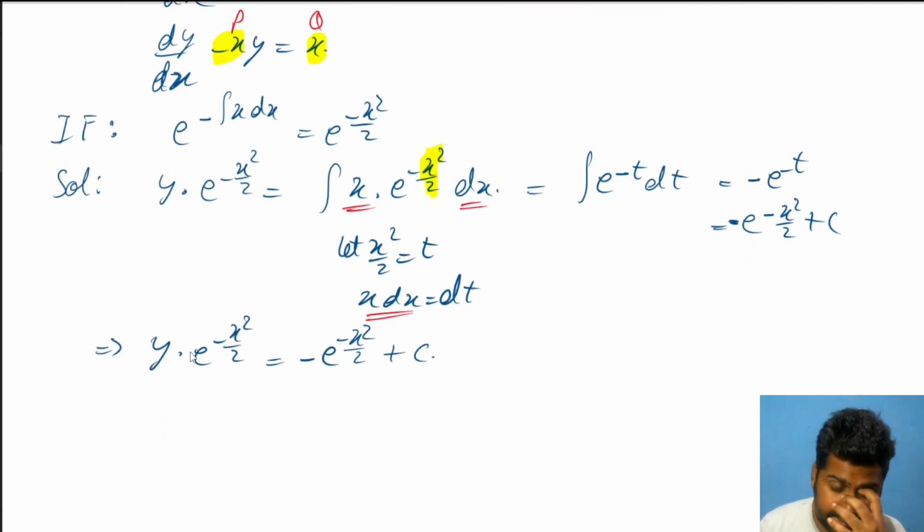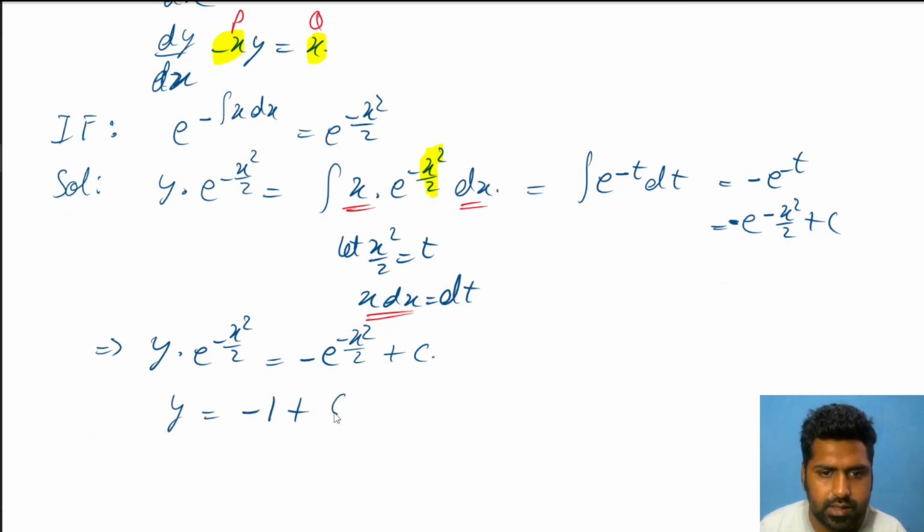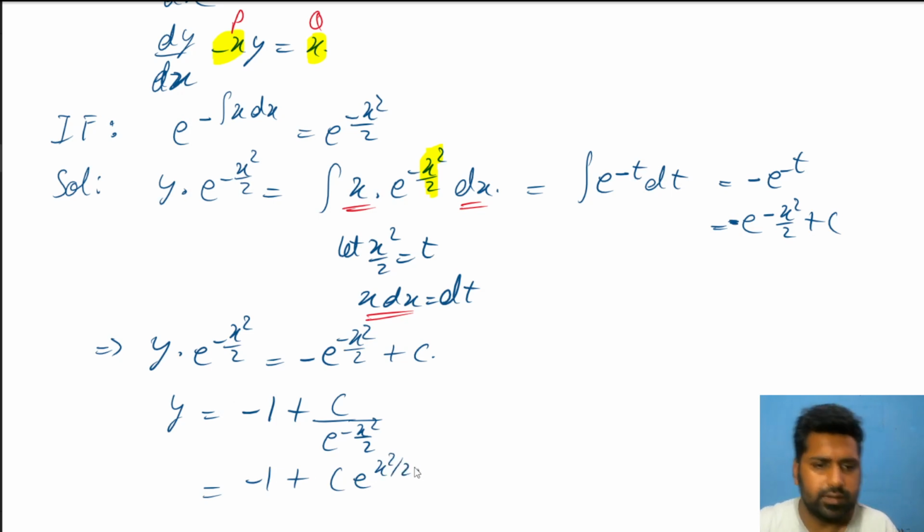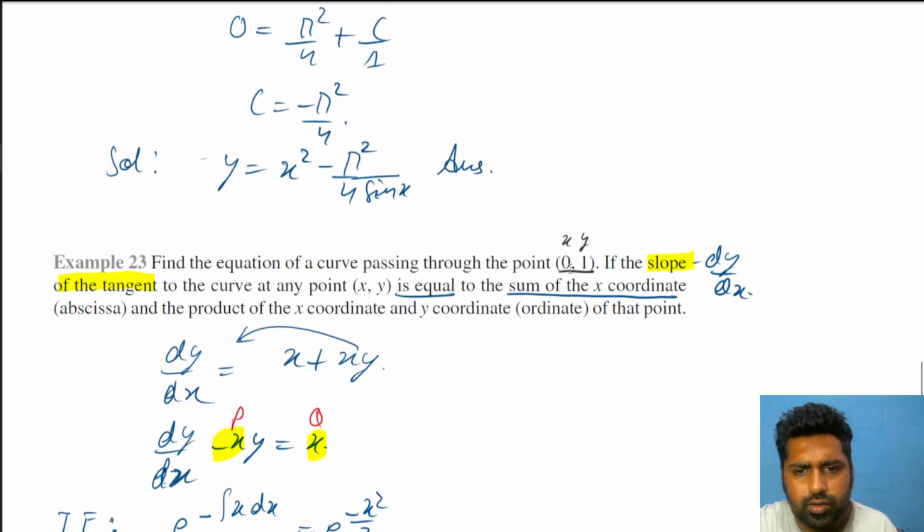If we take this e raised to power minus x square by 2 on the other side, it becomes y is equal to minus 1 plus c upon e raised to power minus x square by 2. Or you can write this in the numerator, minus 1 plus c into e raised to power x square by 2. That's your general solution.